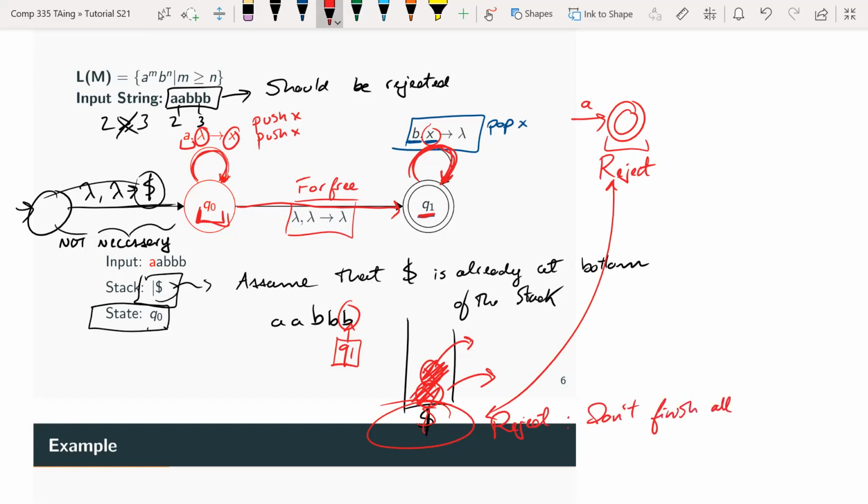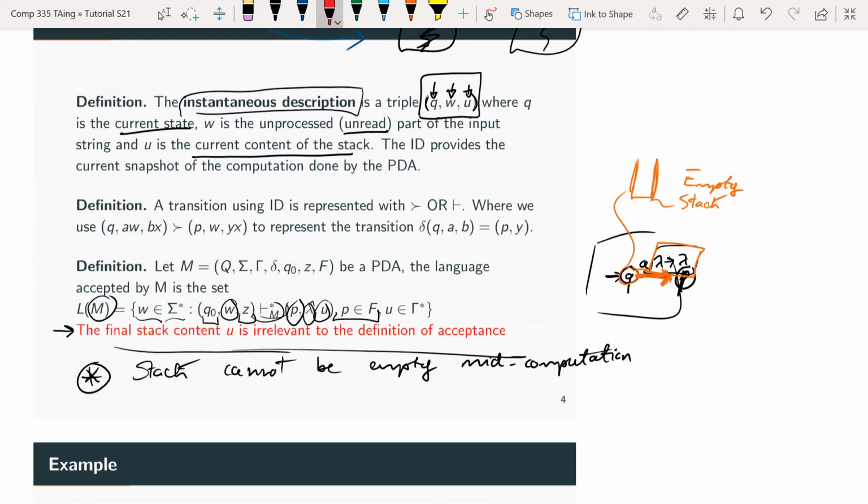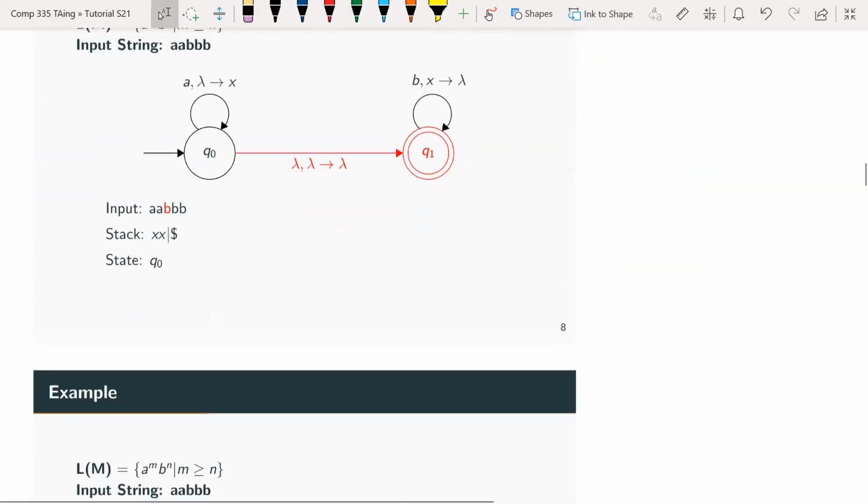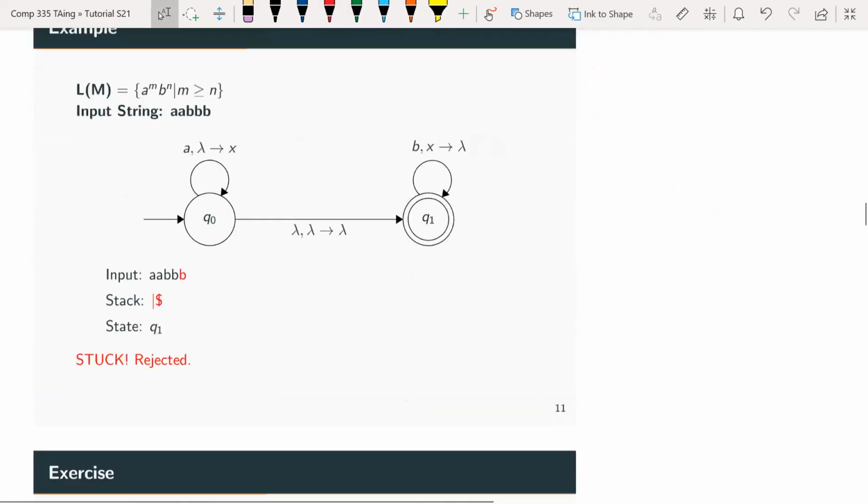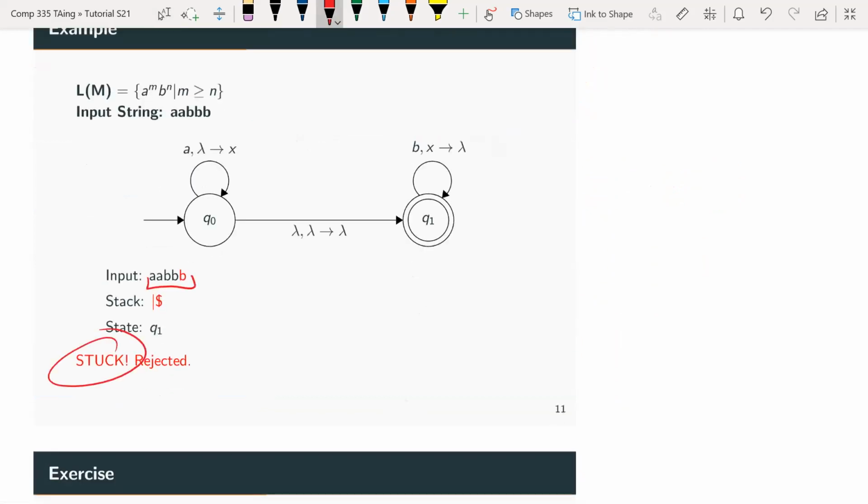and it's also a reject here because you don't finish all your inputs. Because if we go back to this definition, here it says that you start with Q0, W, and then the start symbol in your stack, and you transition, with 0 or more steps, to a final state, and you have nothing to read. Okay, so this definition is very good because it really encompasses exactly what an accept looks like. So that's why if we go through this computation, we get stuck here. And so AABBB, or AAB cubed, is rejected. Okay.